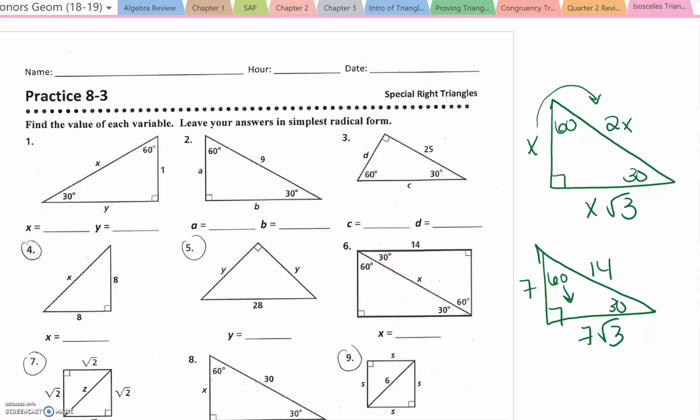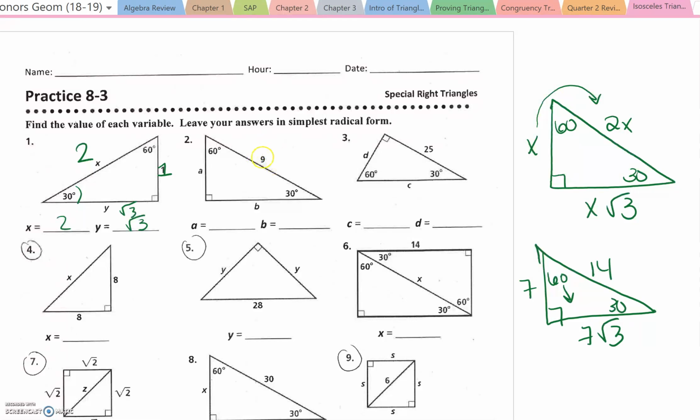And some of these will be a little bit easier than the other ones. So for example, number 1, this one should be pretty simple. You have the side across from 30. It's 1. That means the side across from 60 technically is 1 root 3, but we're not going to write this 1 anymore. That's like saying 1x. And then your hypotenuse would be double 1, so this would be 2. So you'd have 2 and then root 3.